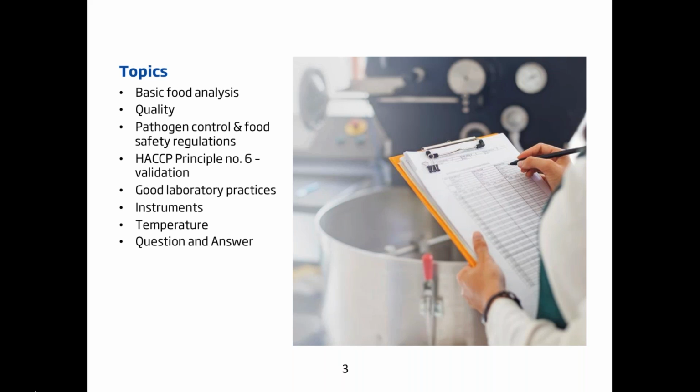Here are some of the topics we're going to cover. Basic food analysis, like what is food analysis in terms of a little bit of history, definitions, and then we'll go in to talk about pathogen control, food safety, quality, our 6 HACCP principles, validation. Michelle will go into good lab practices, instruments, temperatures, lots of pH, and a little bit of moisture content.